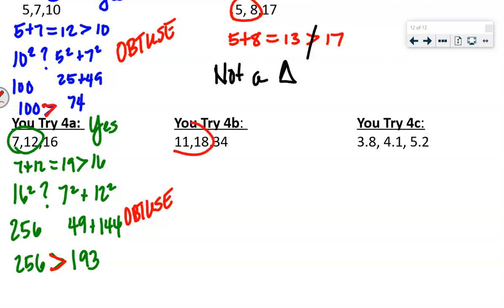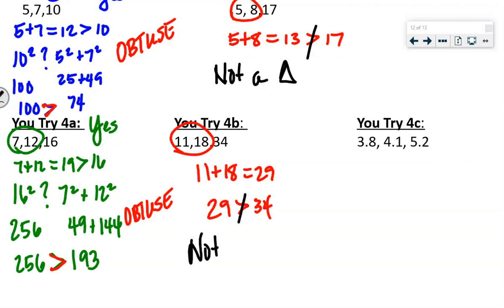All right, so let's do this next one. Add those two numbers together. 11 plus 18, that's 29. Is 29 greater than 34? Oh, no. It is not. So this is not a triangle. And here's the deal: if it's not a triangle, then we obviously don't have to determine whether it's acute, obtuse, or right.